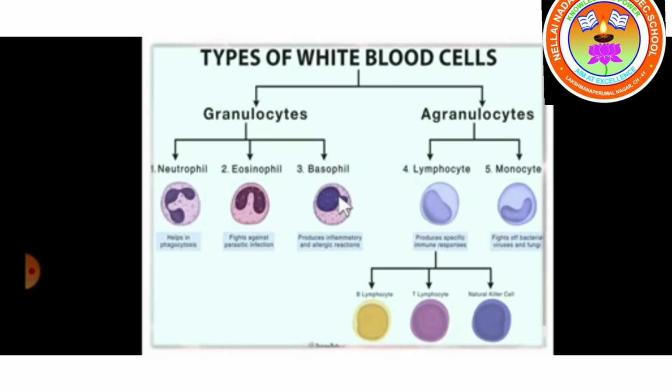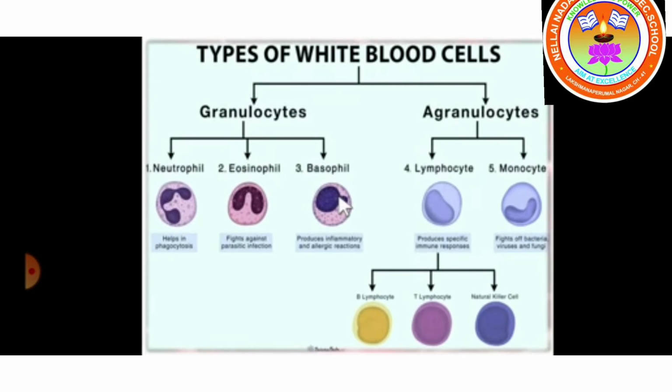Let us see about the types of WBC. WBCs are of two types: granulocytes and agranulocytes. What are the two types of WBC? Granulocytes and agranulocytes. Let us see about granulocytes. Granulocytes have an irregular shaped nucleus. Here you can see the nucleus is irregular, and they have cytoplasmic granules.